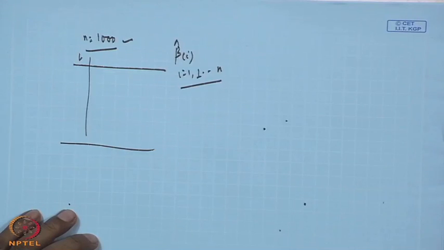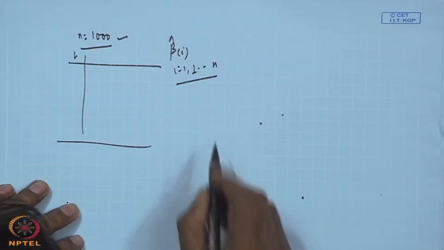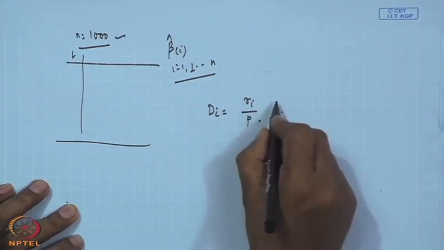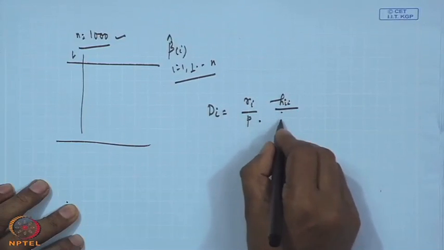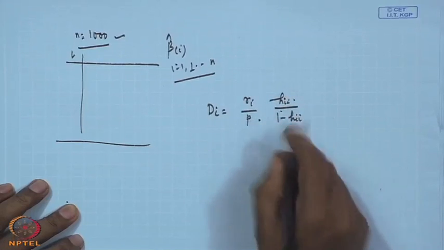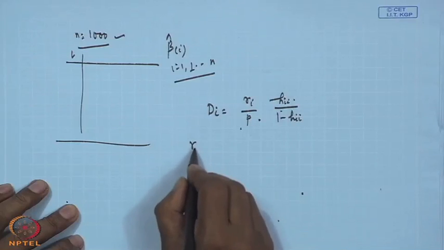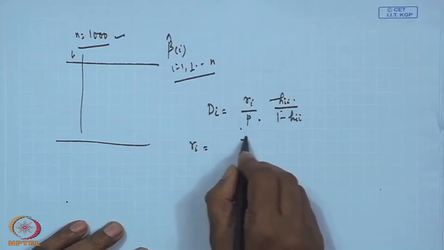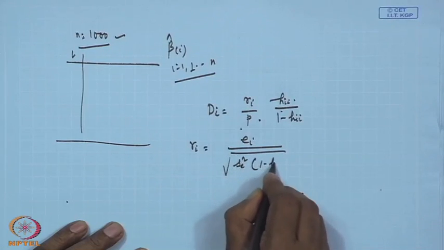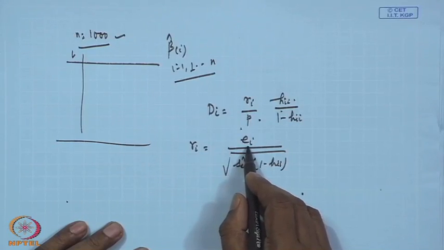Okay. But it is not like this, you do not require to do this several times. The way out is that Di is Ri squared by P times Hii by 1 minus Hii. Hii is basically the diagonal elements of the hat matrix, this is known, P is known. Then what is Ri? Ri is basically Ei by square root of S square times 1 minus Hii. Ei is basically the error one.